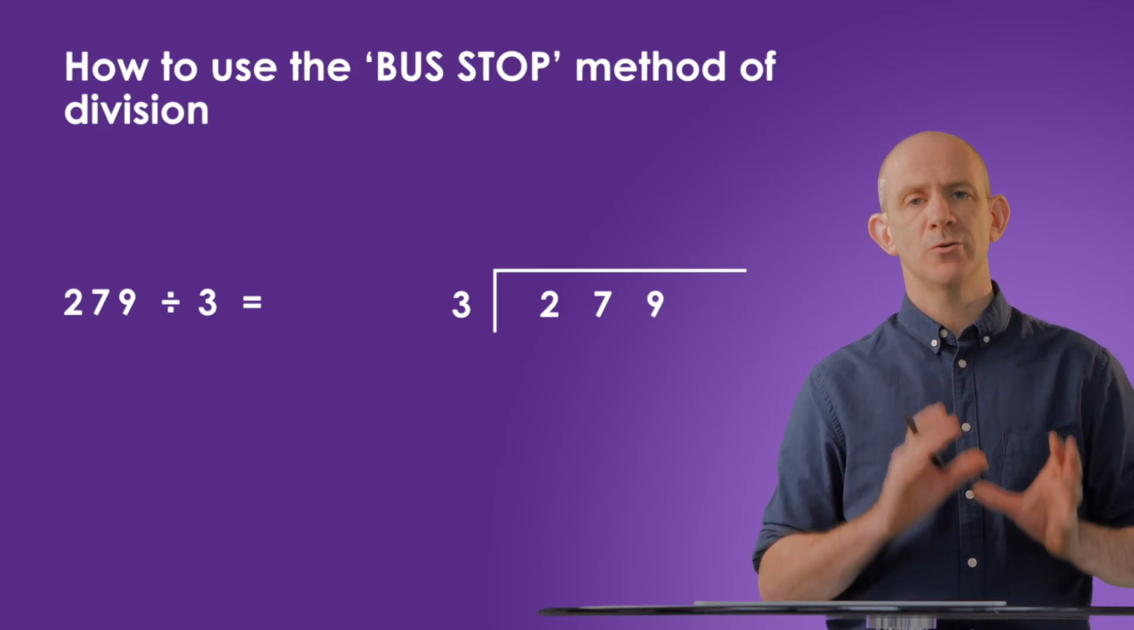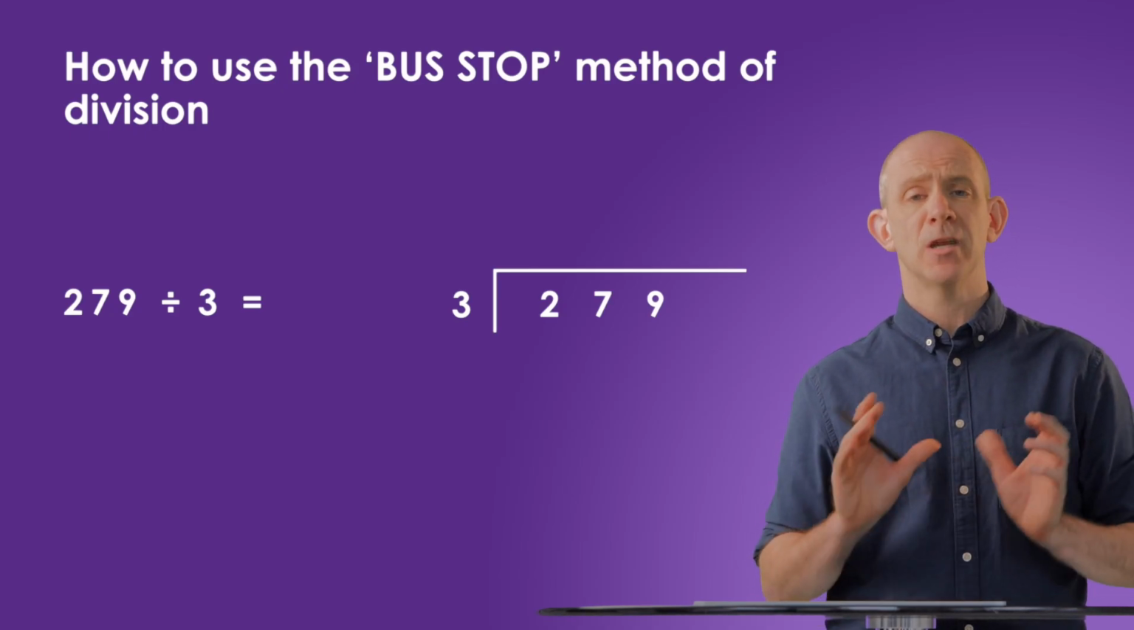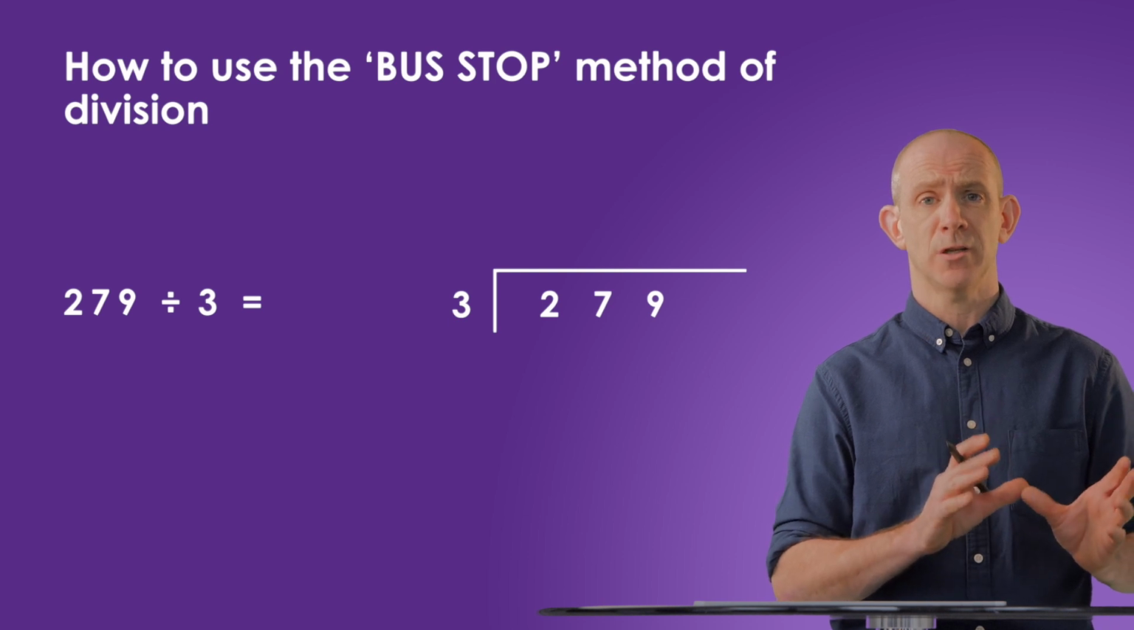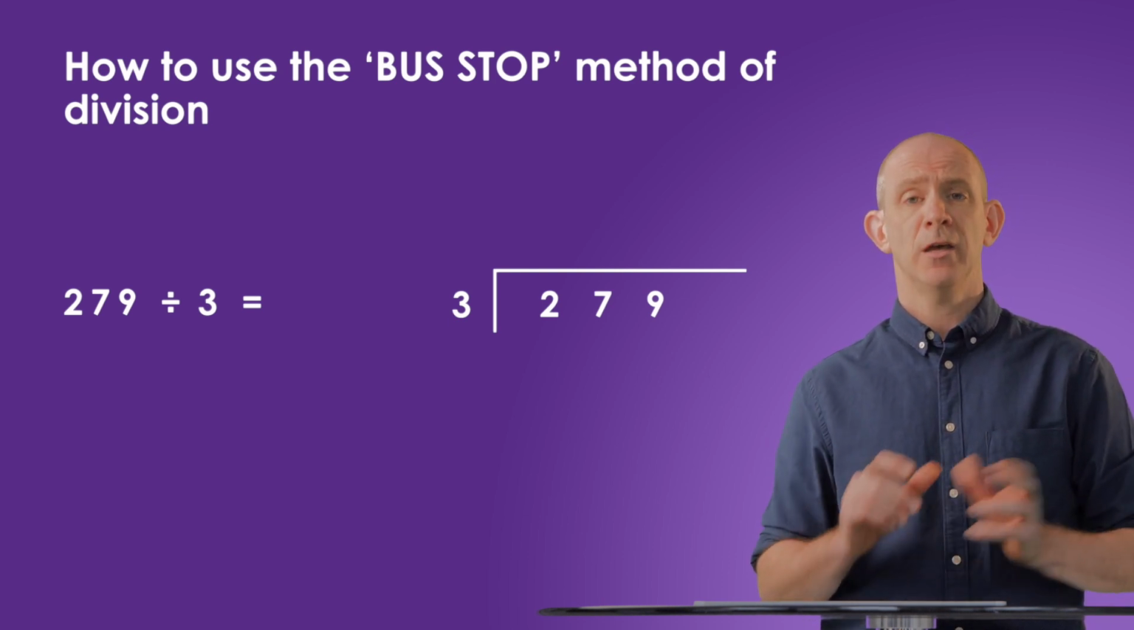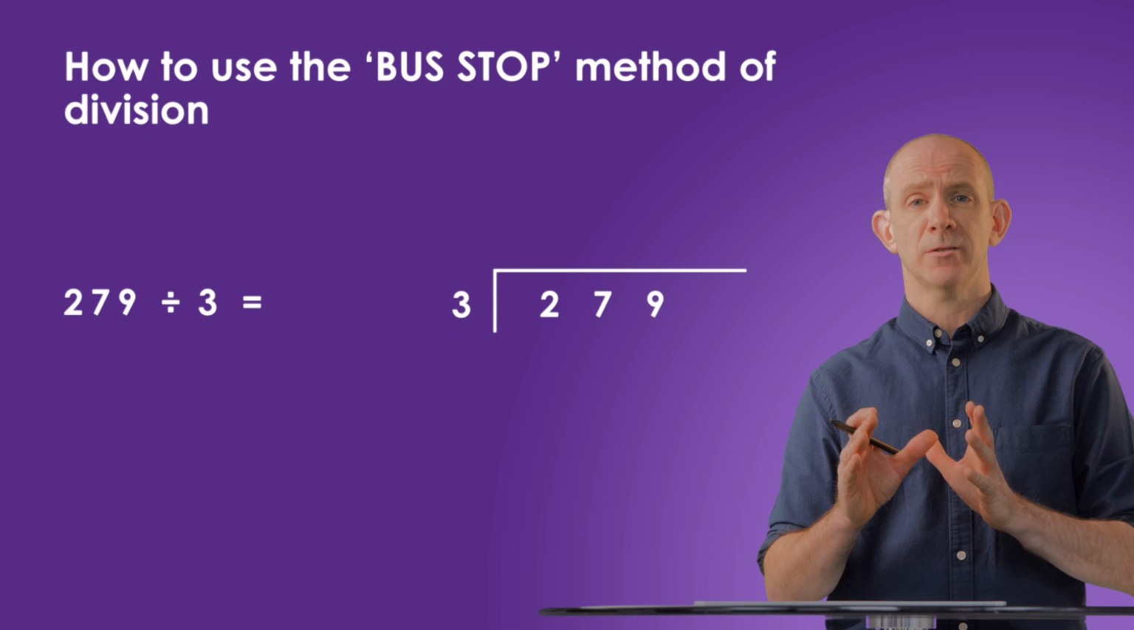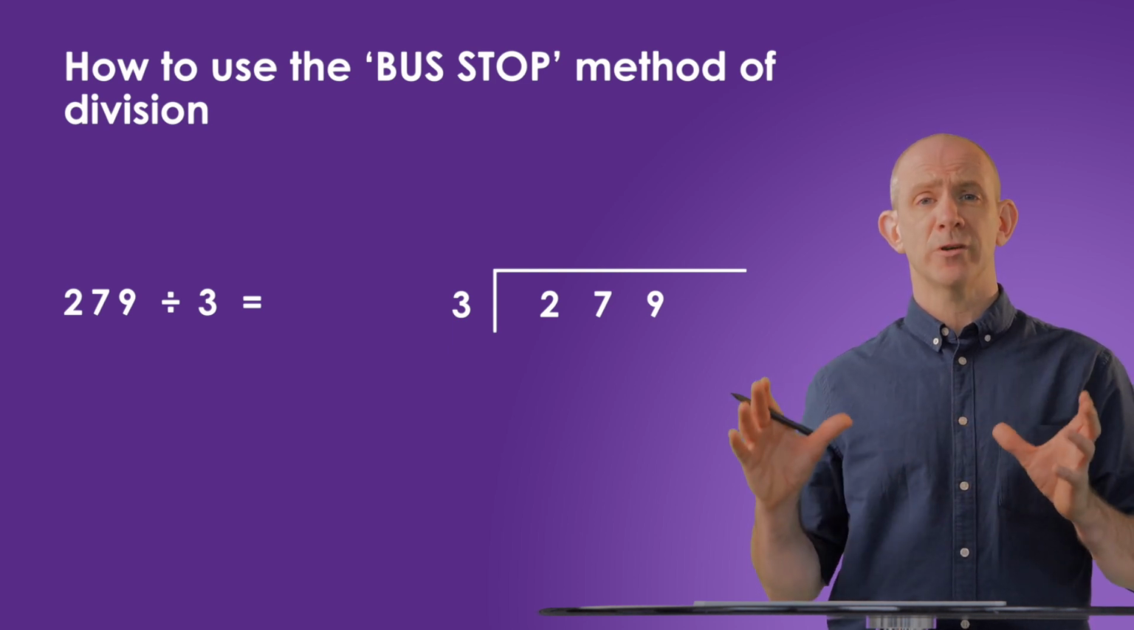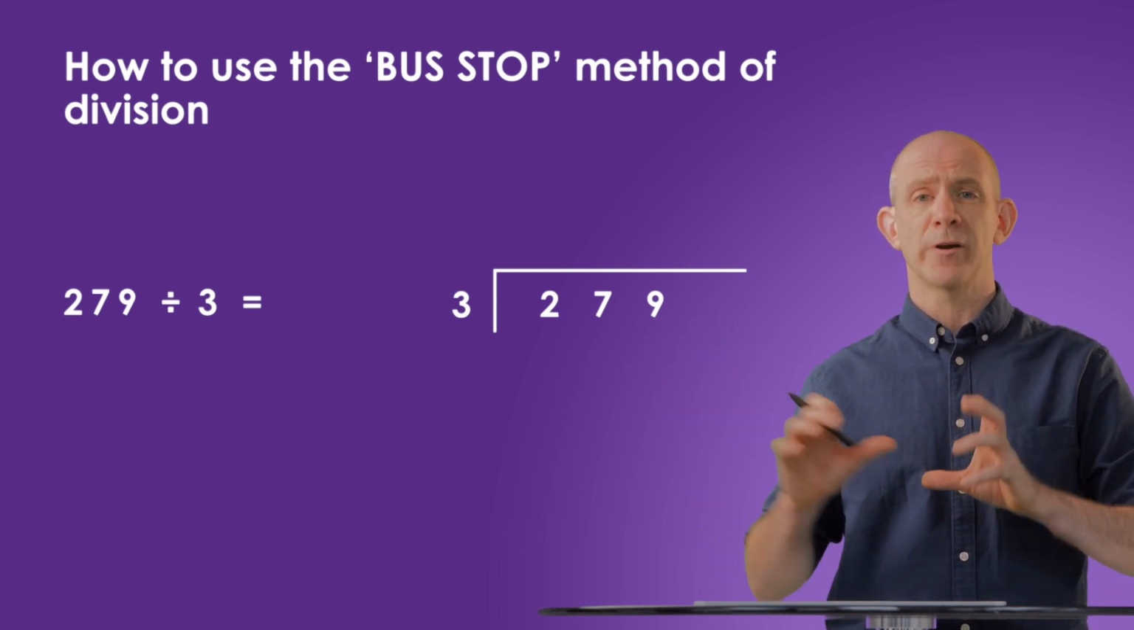Lastly, let's go through division, and we tend to call this method the bus stop method, or short division. So we're doing 279 divided by 3. The number that we're dividing, the 279, we're going to put underneath the bus stop. The 3 we're going to put on the outside. Make sure when you've written the number under the bus stop that you've left plenty of room for any remainders underneath it.